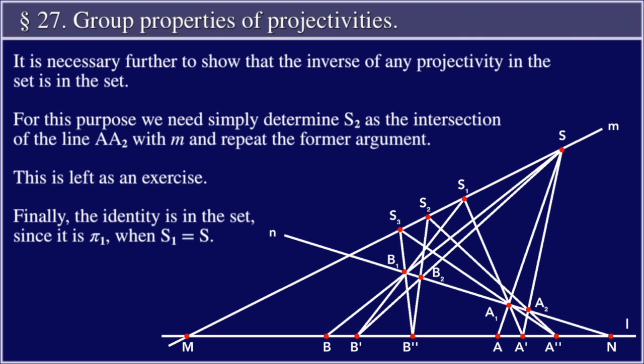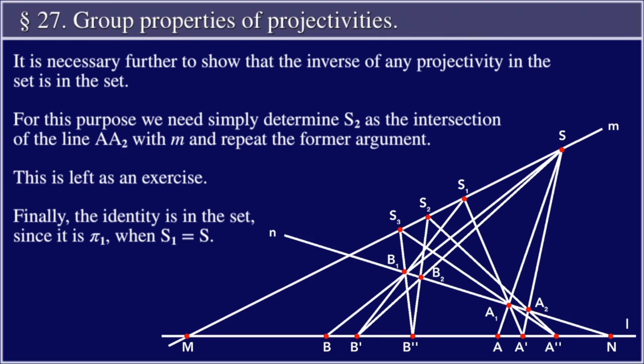It is necessary, further, to show that the inverse of any projectivity in the set is in the set. For this purpose, we need simply determine S sub 2 as the intersection of the line A2 with m, and repeat the former argument. This is left as an exercise.